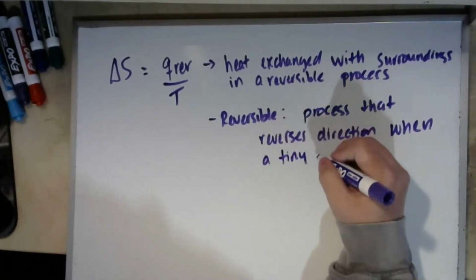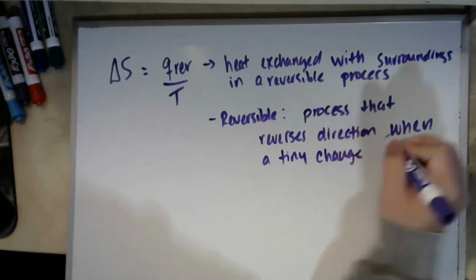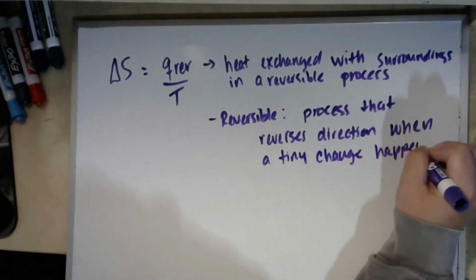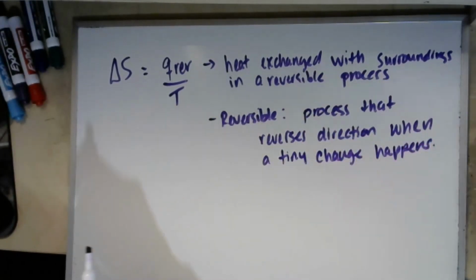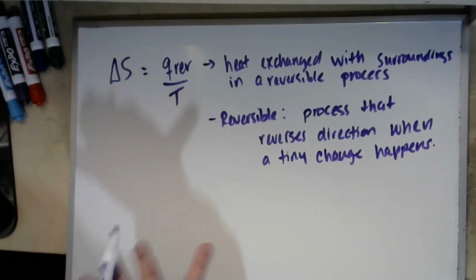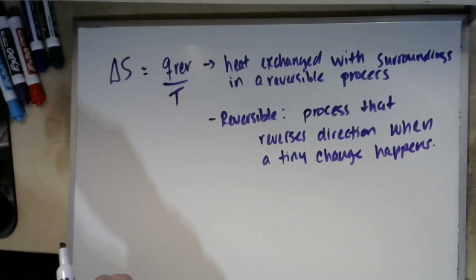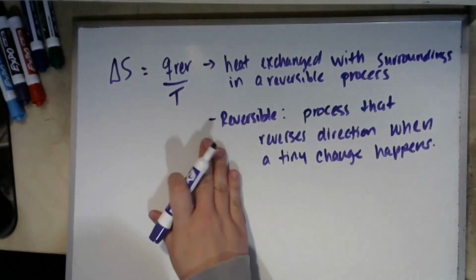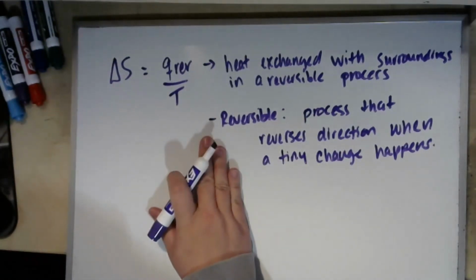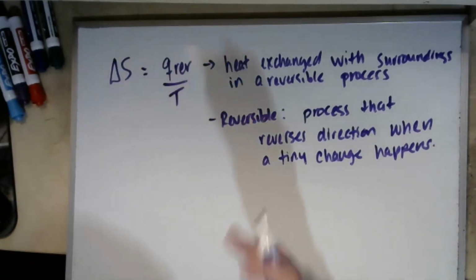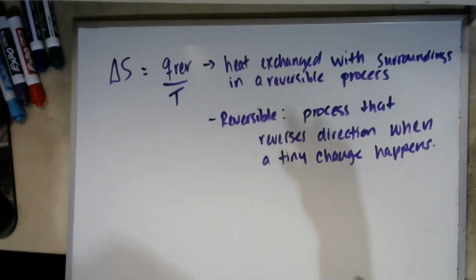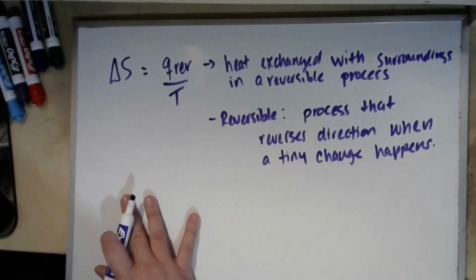When a tiny change happens. It's a very basic definition of it. All of your reversible processes are in a constant state of equilibrium, and your reversible processes represent idealized conditions. So like probably not conditions that we're going to find these processes at in real life.